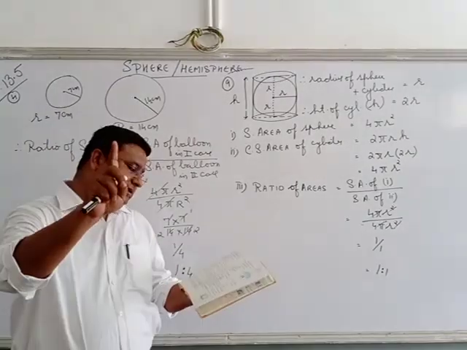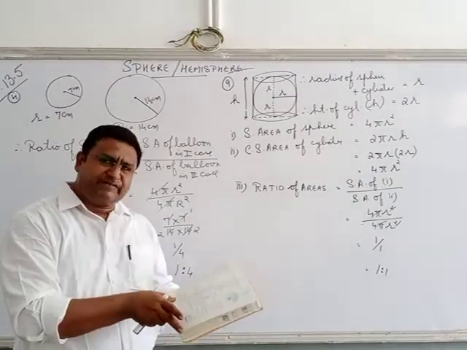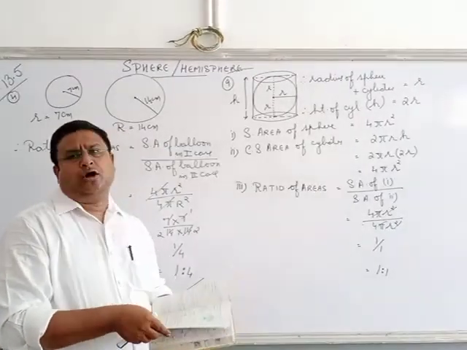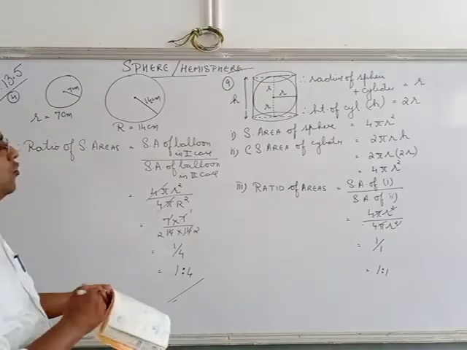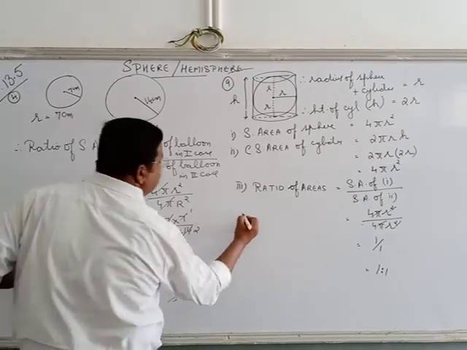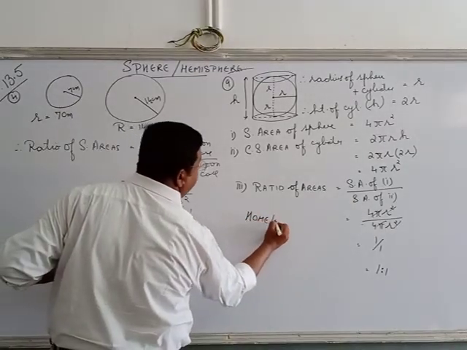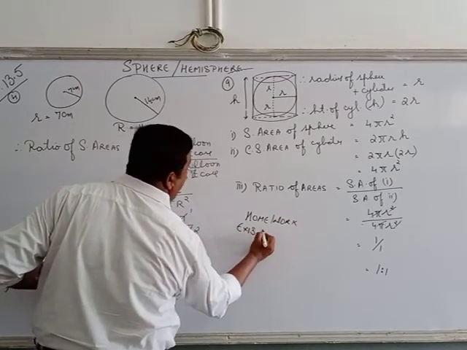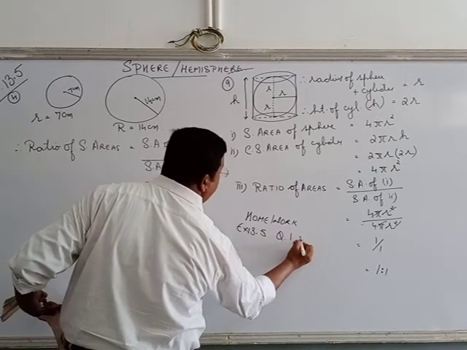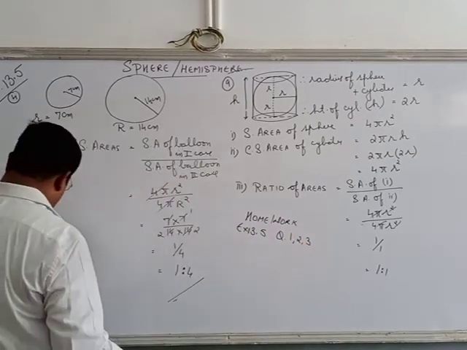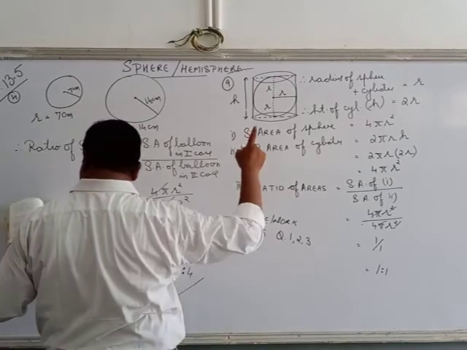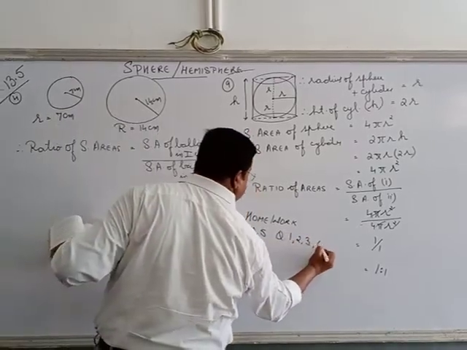Clear? Now one question is left from this. That is question number 7, which we will do together, because it is again repeated in your last exercise. So what is the homework that you have to do? Homework from exercise 13.5: question number 1, 2, 3, 4th I have done for you, 5th I have done, question number 6.